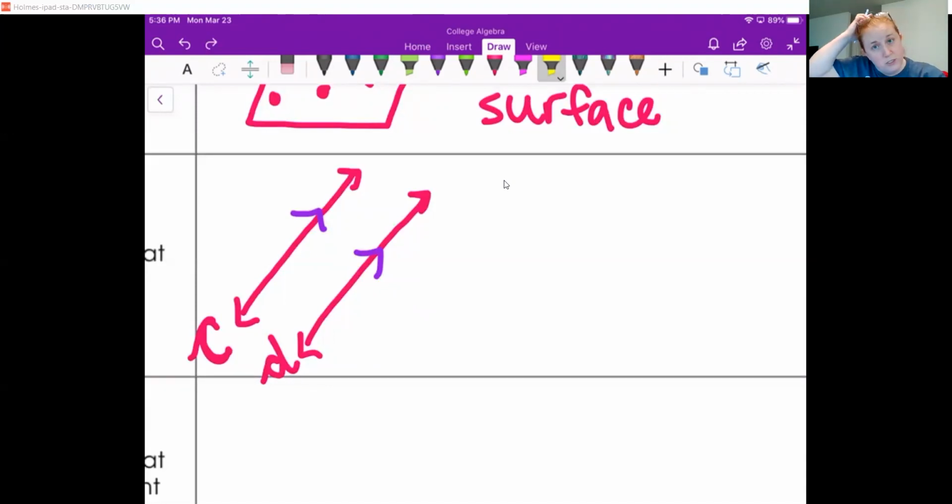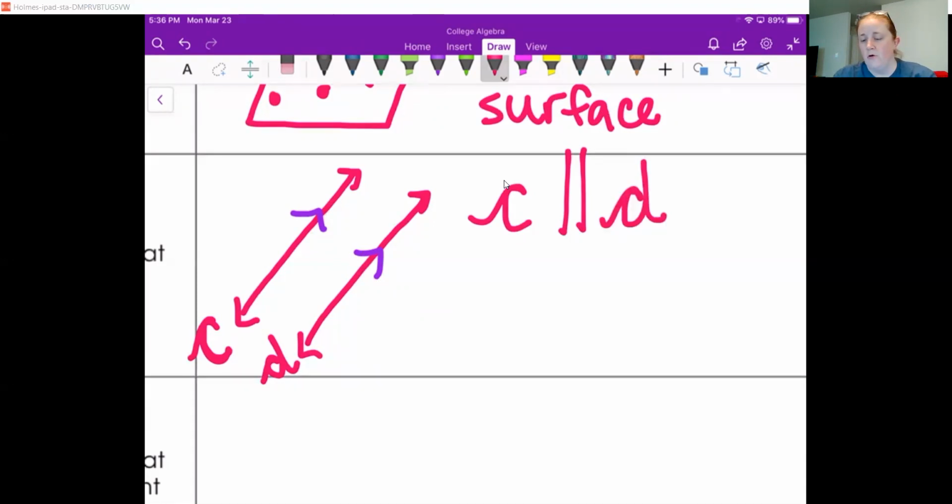Now, to denote this with symbols, if maybe you don't have the picture, we would say line CD. You don't have to actually write out the word line. We can just do lowercase c is parallel, so 2 bars. It's almost like a capital H, but you don't cross it. 2 vertical bars, and then the other line. Right now that is saying line C is parallel to line D without having to write it all out in a sentence. And again, you've got your parallel markings on the picture.